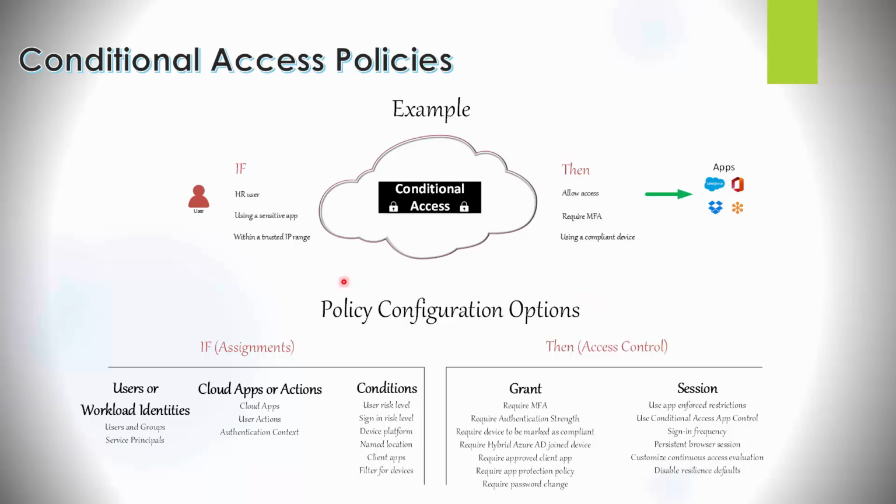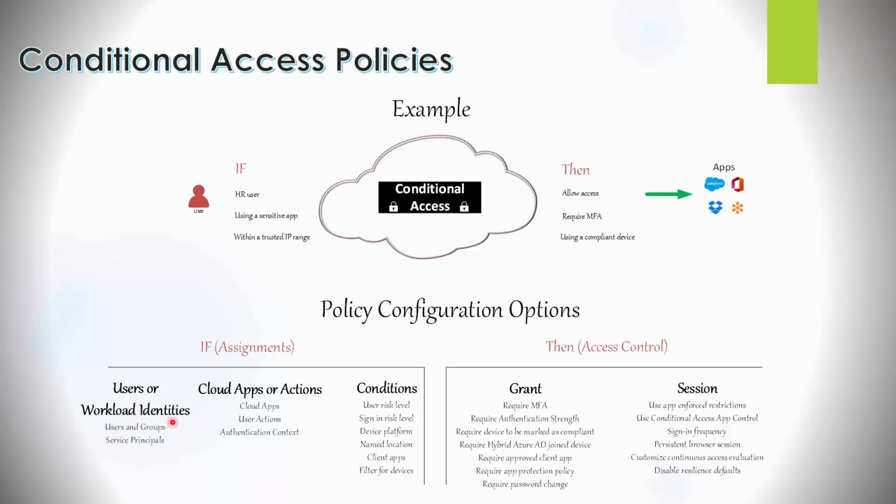But it pretty much looks like this down here. So all of these options here. And we can see the if, which is the assignments we pick. So if we assign these, then take these actions, which is the access control section. And these are all the policy configuration options down here. So let's start on the left hand side. And so the if, which is the assignment, can be made up of users or workload identities, which is these over here, which I'll go into more detail within the portal itself.